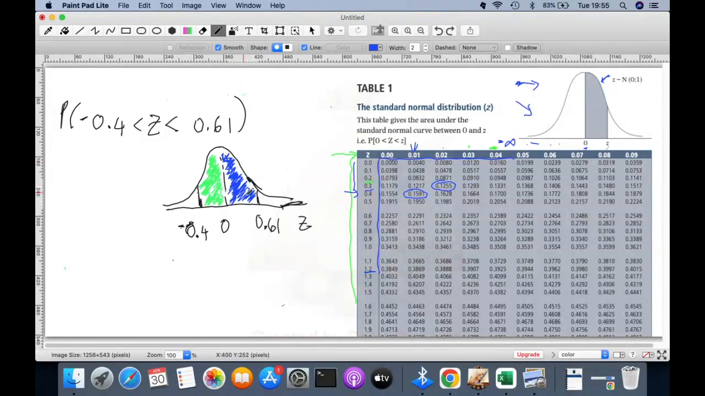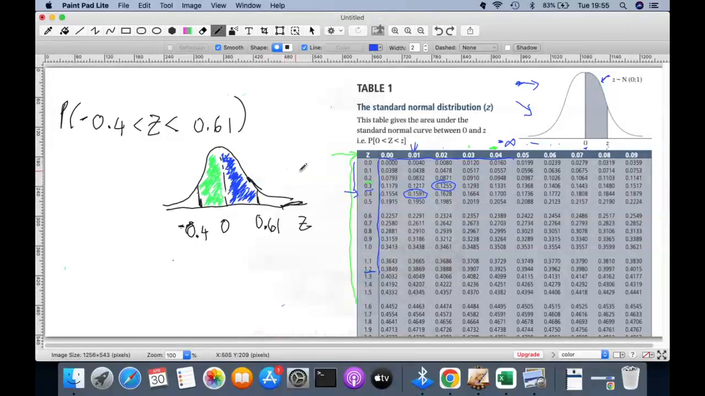Okay, so the solution to this problem is basically getting the green area and getting the blue area and adding them up, because that's the total area. That's what we want. We want to know the area from negative 0.4 to positive 0.61.